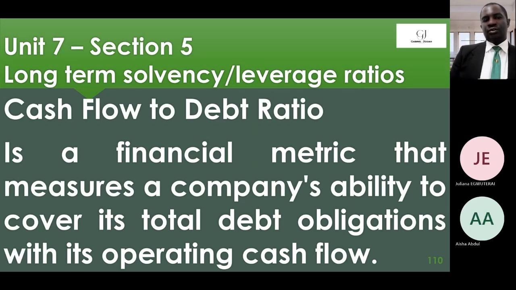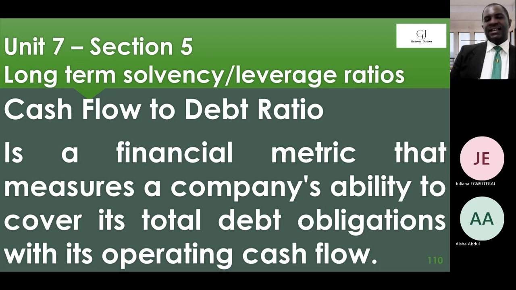Okay, so the cash flow to debt ratio measures the company's ability to cover its total debt obligations with its operating cash flow. So from your cash flow statement, you have three kinds of cash flow. Who knows them? I believe you can still remember them now. We are still writing CR, or we have passed CR. The operating, investing, and financing activities. Exactly. So now in this ratio, we are looking at the operating.